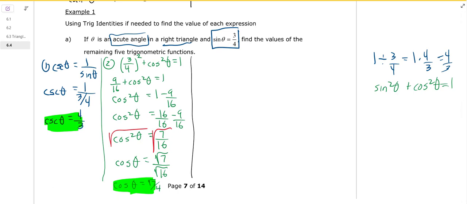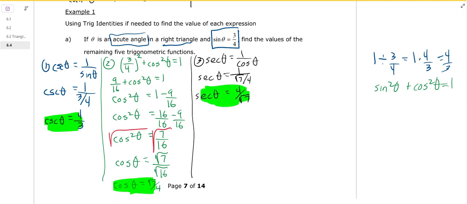Okay, now the third thing is I know that the secant of theta is 1 over the cosine of theta. So that would mean that the secant theta would just be 1 over root 7 over 4. So the secant of theta is going to be 4 over the square root of 7. Okay, and I'm just going to leave it that way.